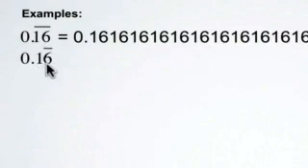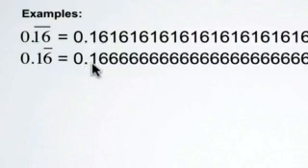0.16, where the bar is only on the 6, that means this 1 happens before the pattern starts, before the repetition begins. So it's 0.1, then 6 has the bar on top of it, so it's 6 that repeats forever.